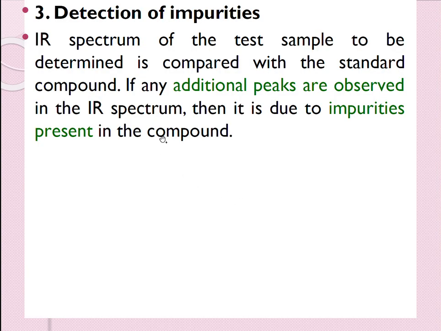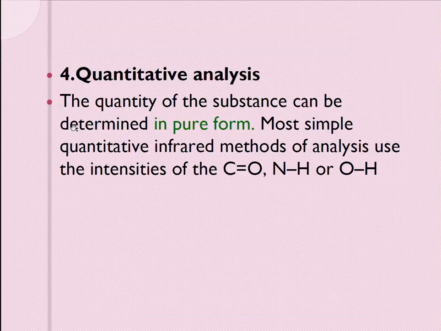Then finally, detection of impurities. The IR spectrum of the test sample to be determined is compared with the standard compound. If any additional peaks are observed in the IR spectrum, then it's due to impurities present in the compound. And finally, quantitative analysis. The quantity of the substance can be determined in pure form. Most simple quantitative infrared methods of analysis use the intensities of the carbonyl, amine, or hydroxyl bands.